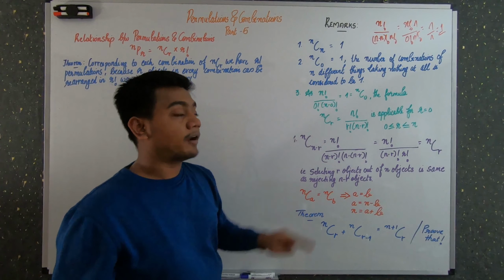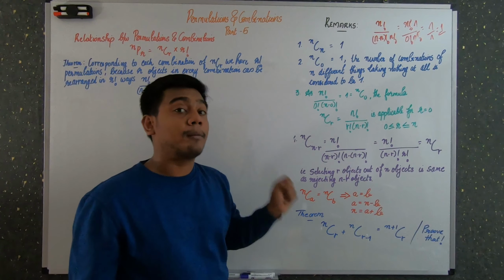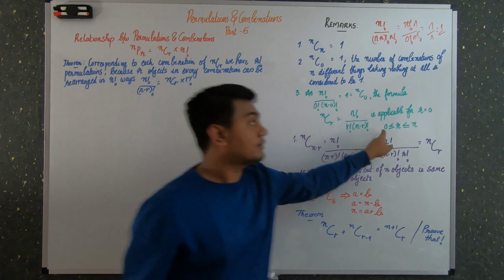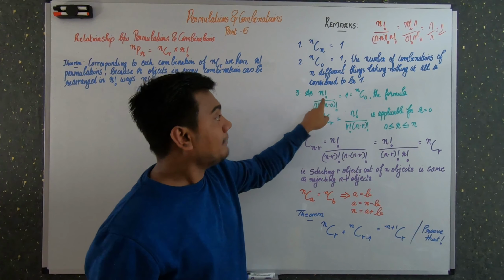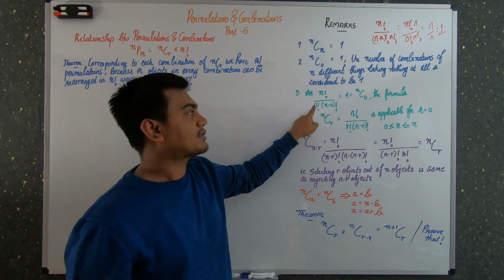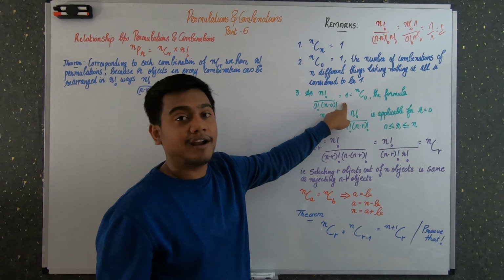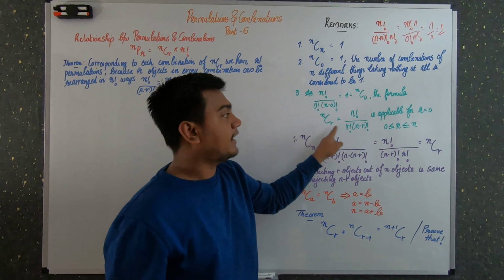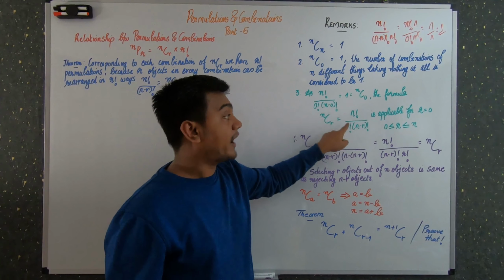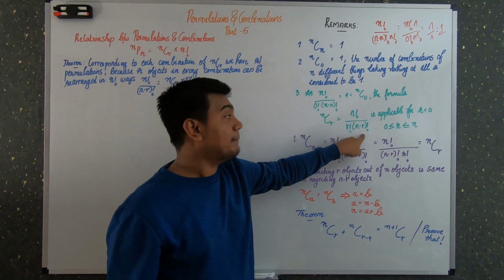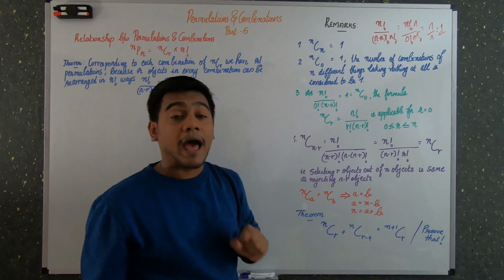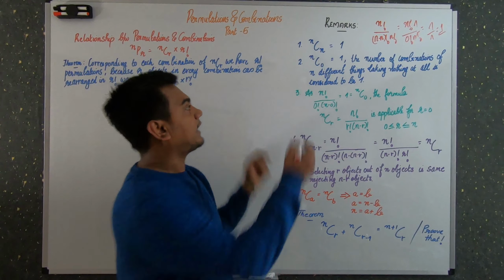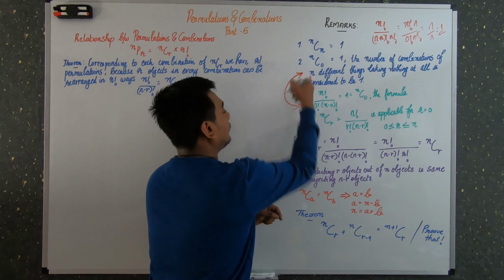And what is the third remark? You can use this formula also in the case of 0. That is, N factorial by 0 factorial into N minus 0 factorial is equal to 1, which is equal to NC0. The formula NCR is equal to N factorial by R factorial into N minus R factorial is also applicable when you don't make any selections. Which is the same as the second one itself, so they are interconnected.